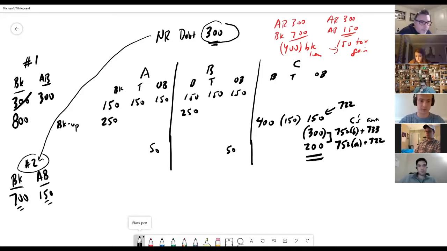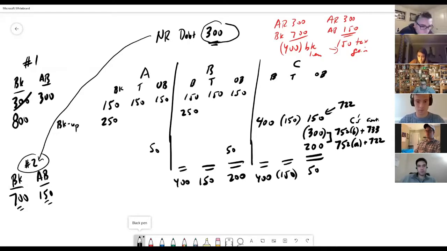And C's outside basis ends up at 50. So immediately after the contribution, the books of the partnership look like this. Okay, so that's the answer to B.